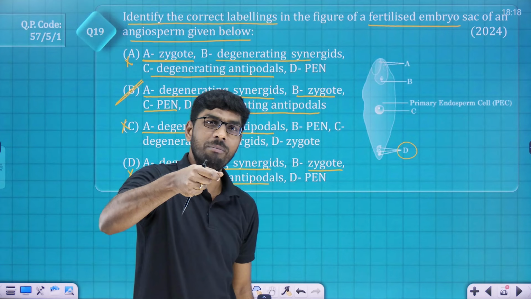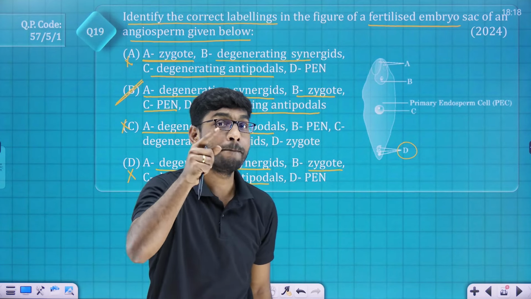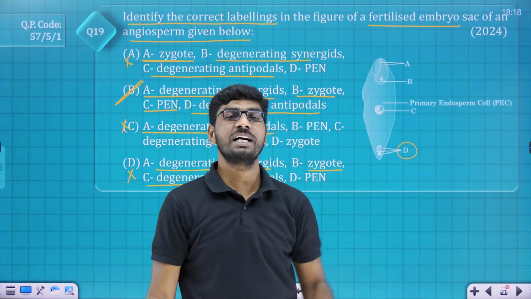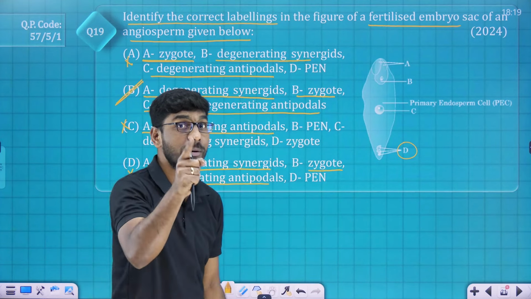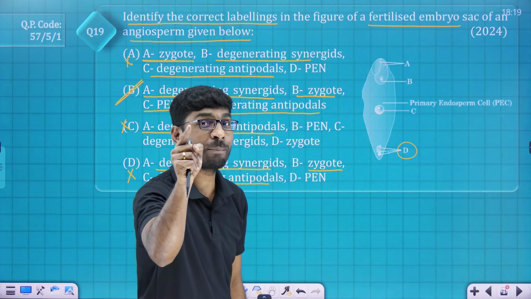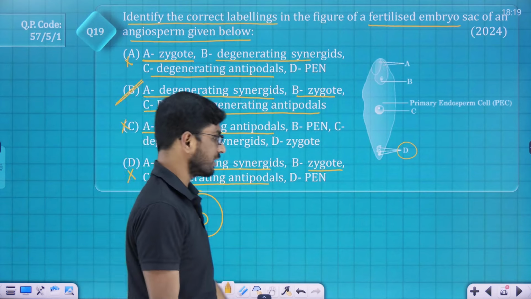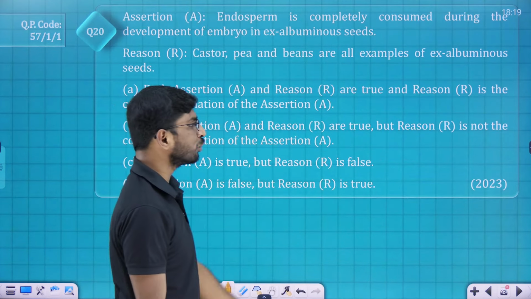First the embryo forms, later the endosperm forms, but the endosperm matures first, and after that only the embryo starts to mature. Keep in mind, endosperm is nutritive tissue for the developing embryo. So the right answer is option B. Come to the next question.